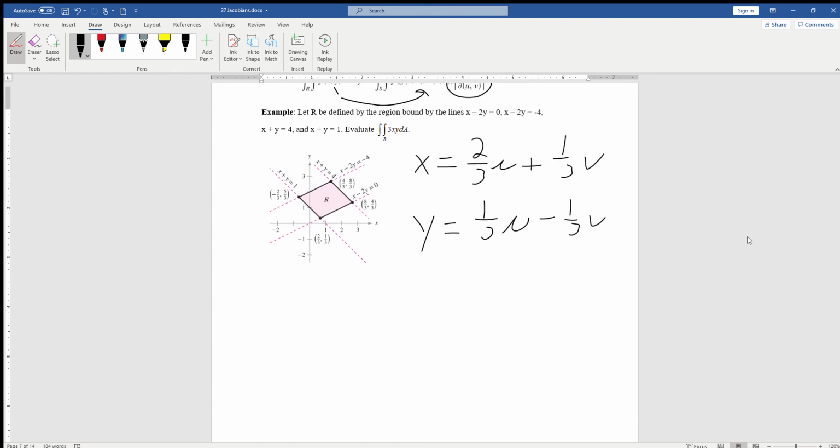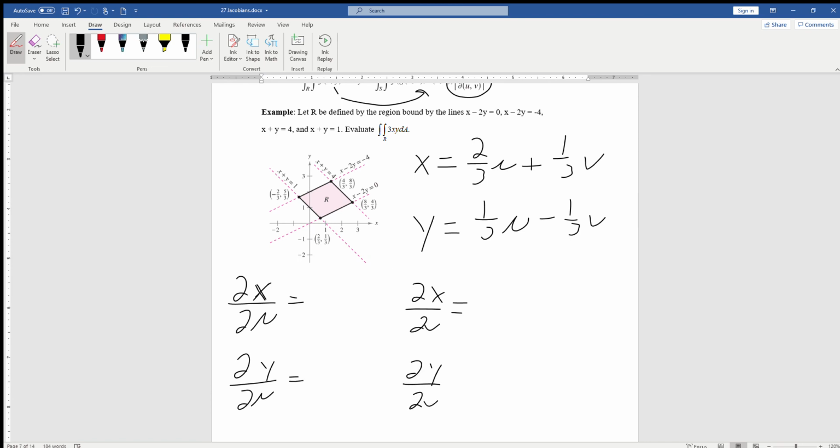So we're going to take the partial of x with respect first to u, the partial of x with respect to v, then the partial of y with respect to u, and then the partial of y with respect to v, and we're just going to throw it into a Jacobian. The good news is all the partials are extremely easy. The first partial is 2/3, the second partial is 1/3, the third partial is 1/3, and the final partial is negative 1/3.